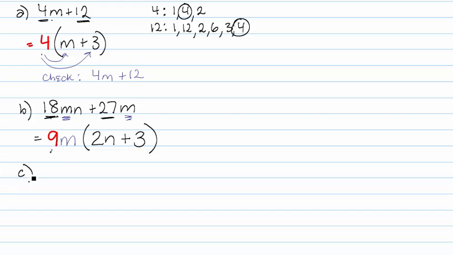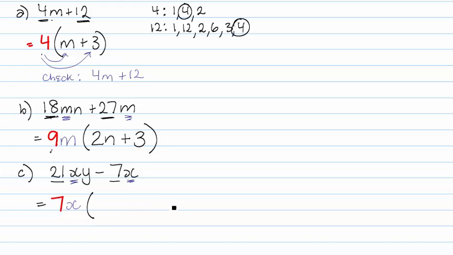Next example, 21xy take 7x. Again, look at your numbers first. 21 and 7. The highest common factor of those two is 7. Move along and see if you've got any variables that are common. In this case, the x is in both terms, so we put it out the front.